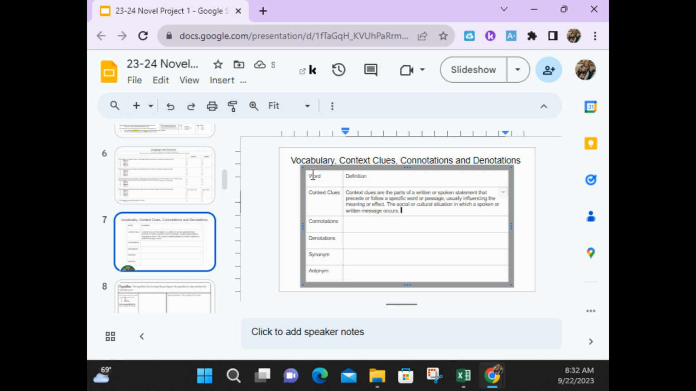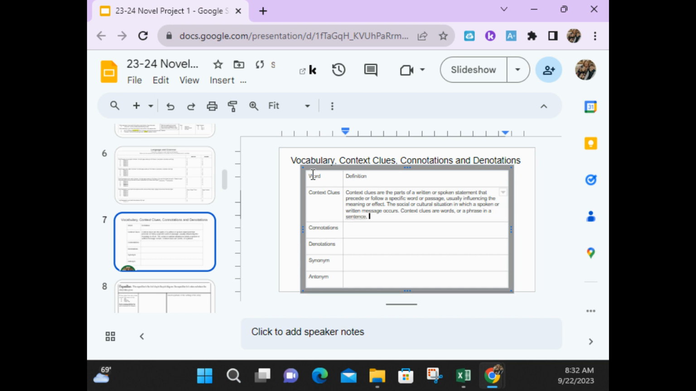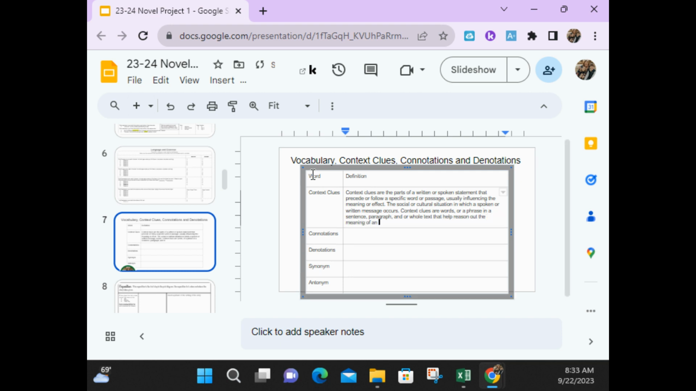All right? Context clues are words or a phrase in a sentence, paragraph, and/or whole text that help reason out the meaning of an unfamiliar word.